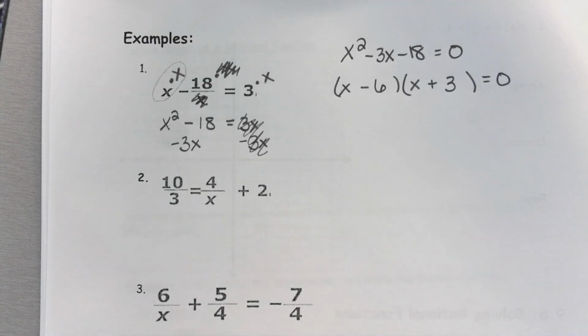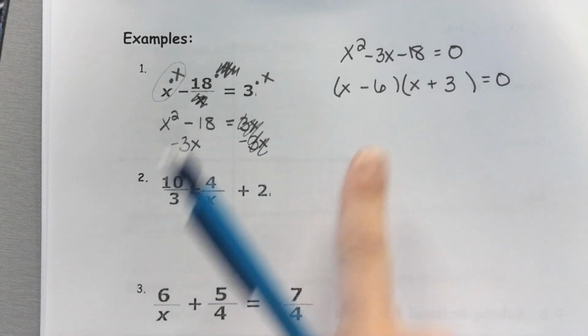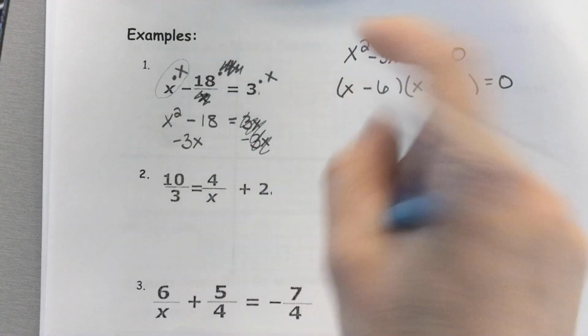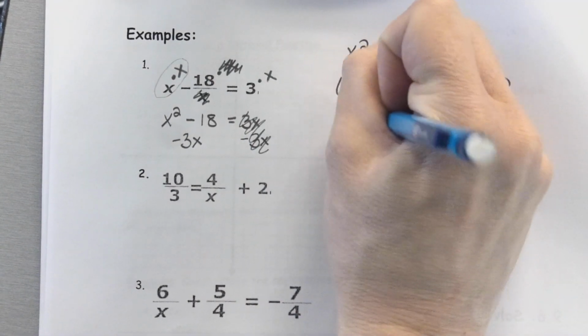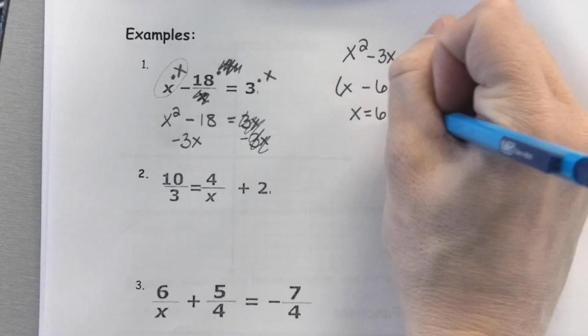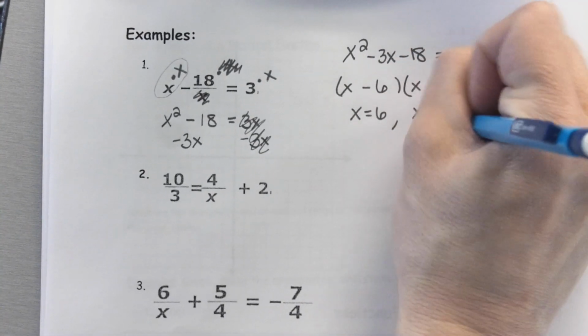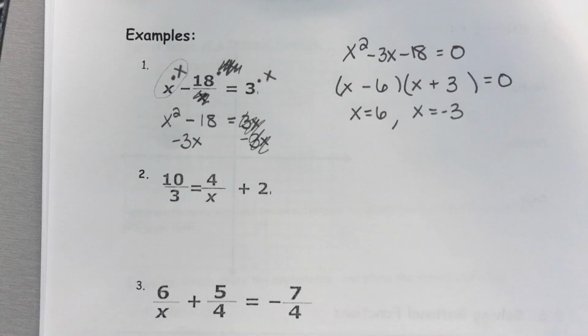All right, so now we're here, and we've dealt with these before. What would make this parenthesis 0 if x were what? 6. What would make this parenthesis 0 if x were? Negative 3. Perfect. Now, this is where we go back and check for the extraneous root.